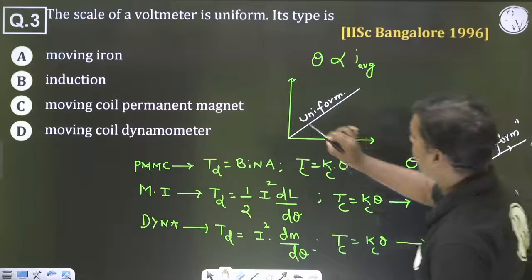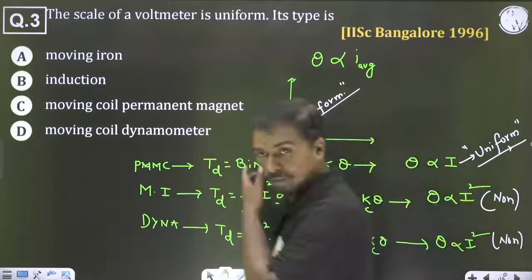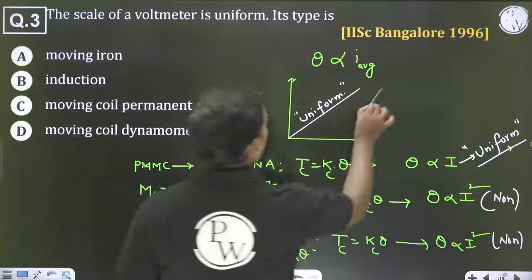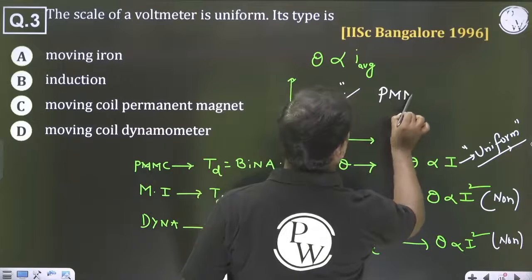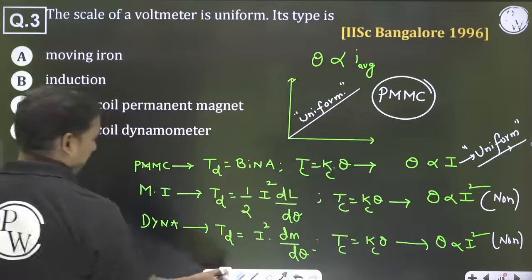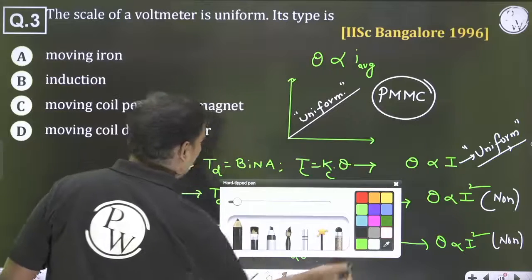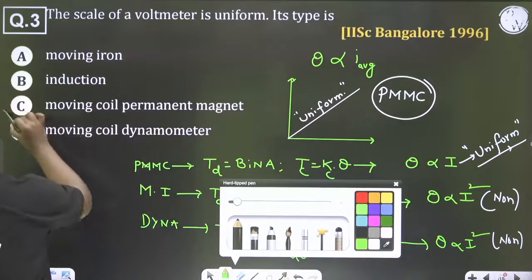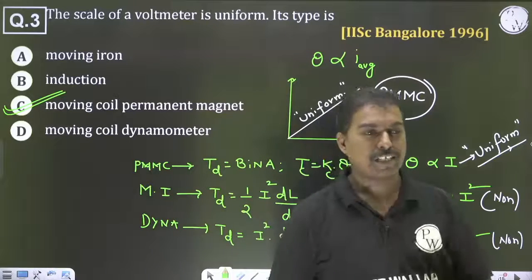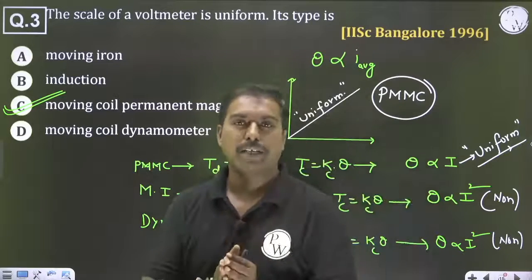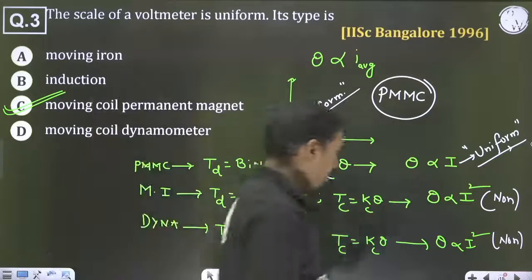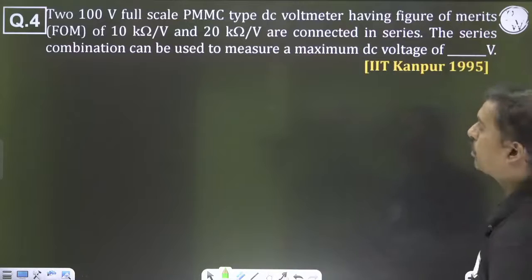What we are getting is a uniform scale. The uniform scale is the nature of the PMMC. That is an advantage of the PMMC. So we can go for the right answer: moving coil permanent magnet. Option C is the right answer. Permanent magnet moving coil is the right answer. Now let us move to the next question.